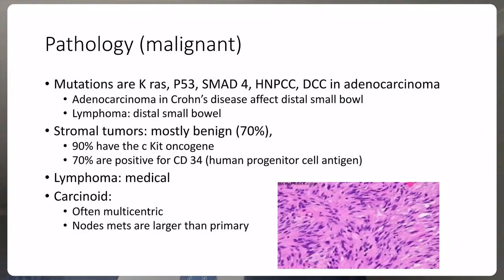A particular phenomenon in carcinoid tumor is the fact that the primary lesion tends to be small, while the lymph node metastases tend to be larger in size, and usually are, in fact, more symptomatic than the primary disease. A lot of the carcinoid tumors are indolent, low grade, and compatible with a lengthy long-term survival.